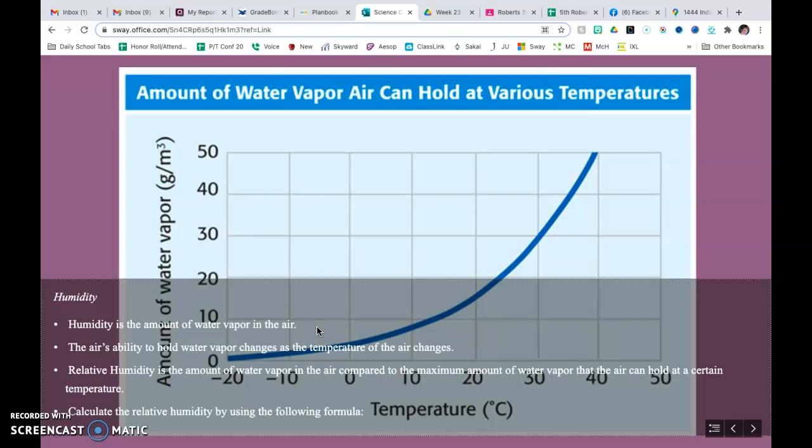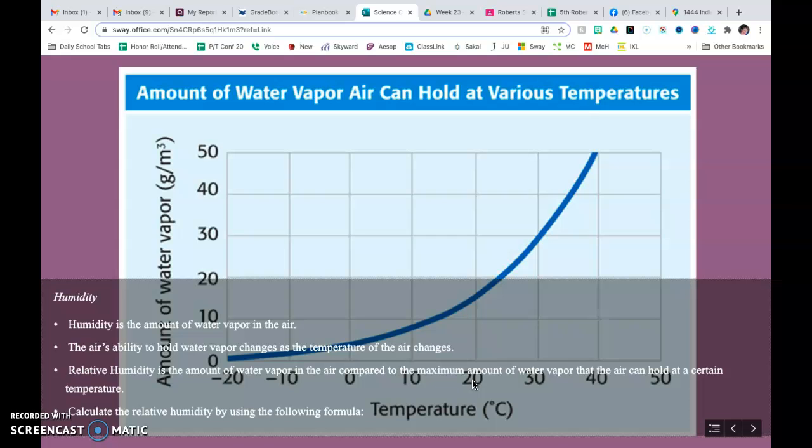The air's ability to hold water vapor changes as the temperature of the air changes. So warmer air or hot air can hold more water vapor than cooler air can. So the warmer the air is, the more water vapor it can hold, as you can see by this graph. Relative humidity is the amount of water vapor in the air compared to the maximum amount of water vapor that air can hold at a certain temperature.